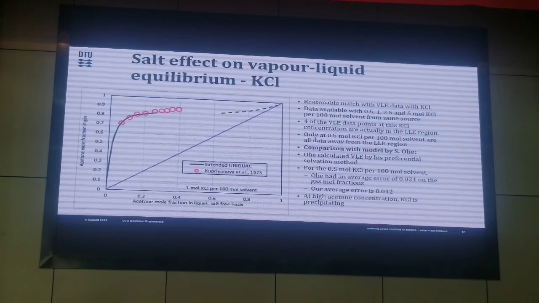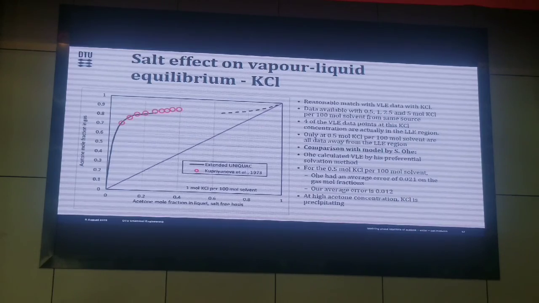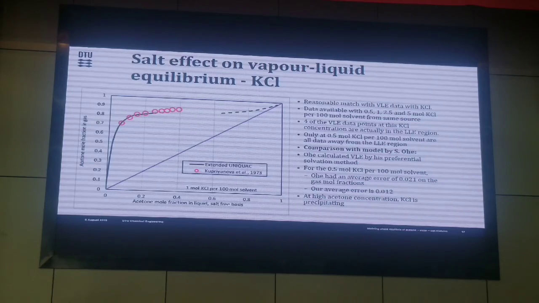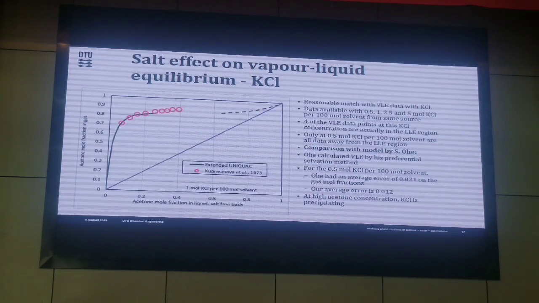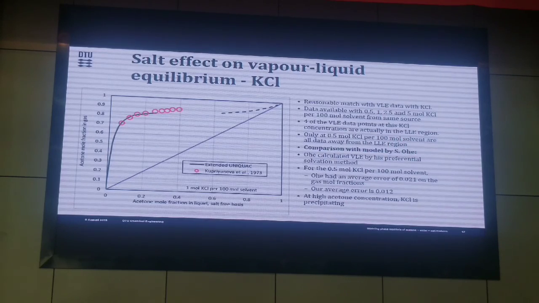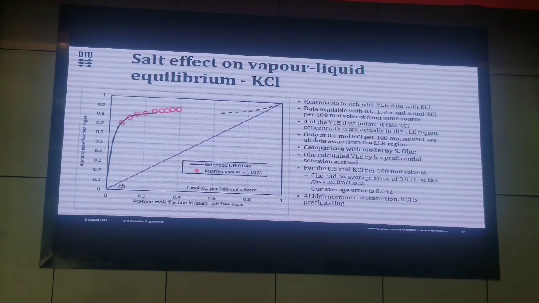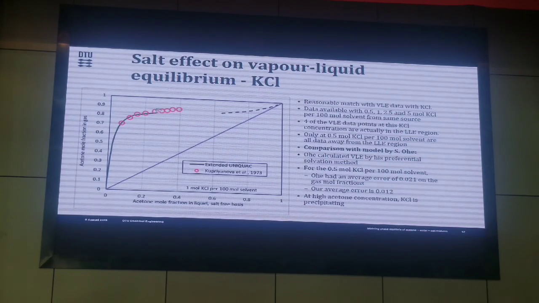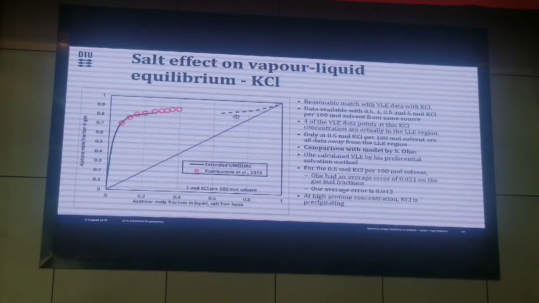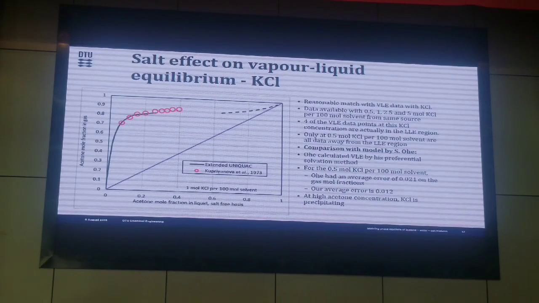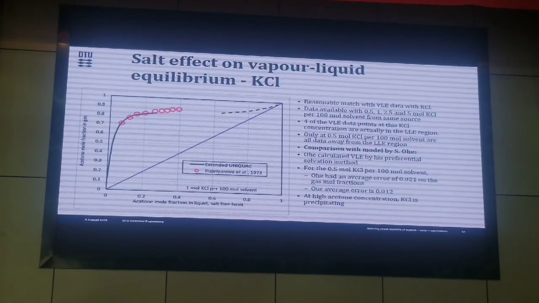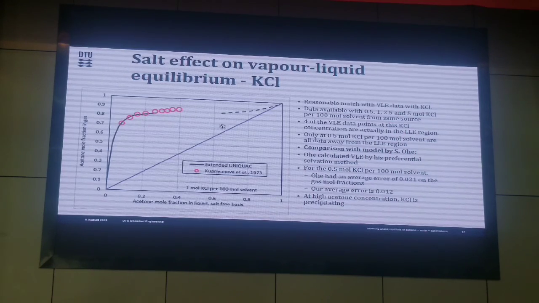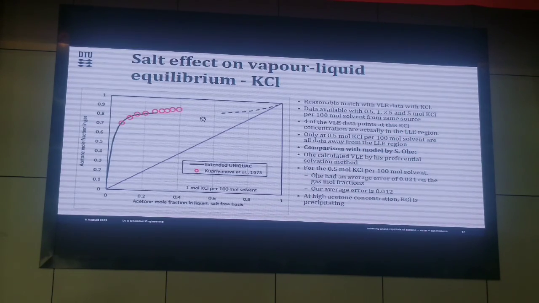And then for vapor-liquid equilibrium, there are several sources of data for vapor-liquid equilibrium and the salt effect on it. There are these data here, and I have only partly calculated the black line against the experimental data. This is because here we have a liquid-liquid region, and these people who were measuring the vapor-liquid equilibrium did not notice that their system divided into two liquid phases. So they published this data here as vapor-liquid equilibrium, but actually this is a liquid-liquid equilibrium region.